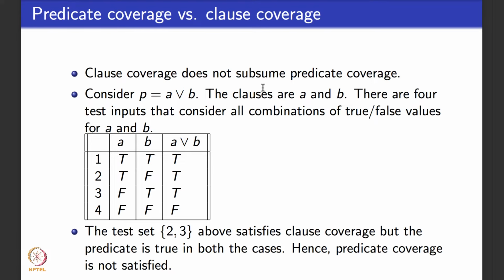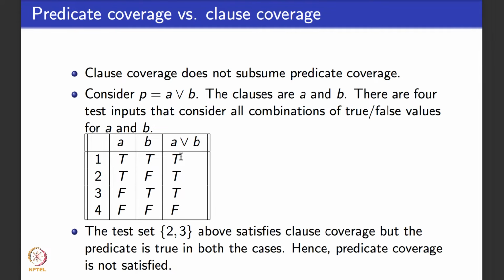The notion of subsumption is the same as that we saw for graph coverage criteria. We say one coverage criterion subsumes another if every set of test cases that satisfies coverage criterion 1 also satisfies coverage criterion 2. So the claim now is that clause coverage does not subsume predicate coverage. Why is that so? Here is an example. Consider the predicate P equal to A or B. It has two clauses, A and B, and here is the entire truth table for that predicate. I have assigned true, false values to A and B, and in the last column we have tabulated when A or B will become true. This just happens to be directly the truth table for OR because we don't have anything else.